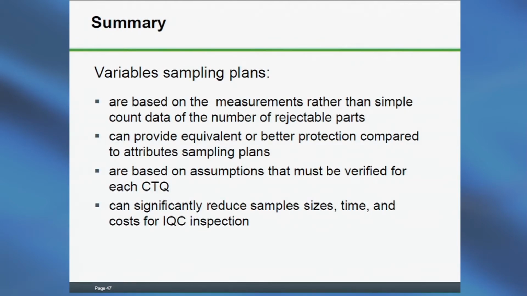So variable sampling plans that are based on the measurements rather than a simple count of rejectable parts can provide equivalent or better protection compared to the attribute sampling plan. They are based on assumptions that need to be verified for each CTQ, and can significantly reduce sample sizes, time, and costs for IQC inspection. Okay? Any questions?